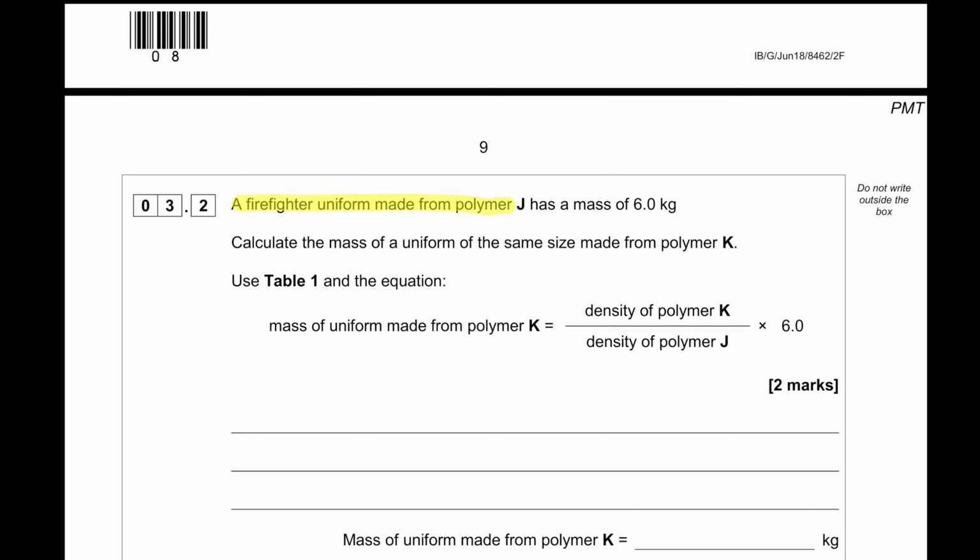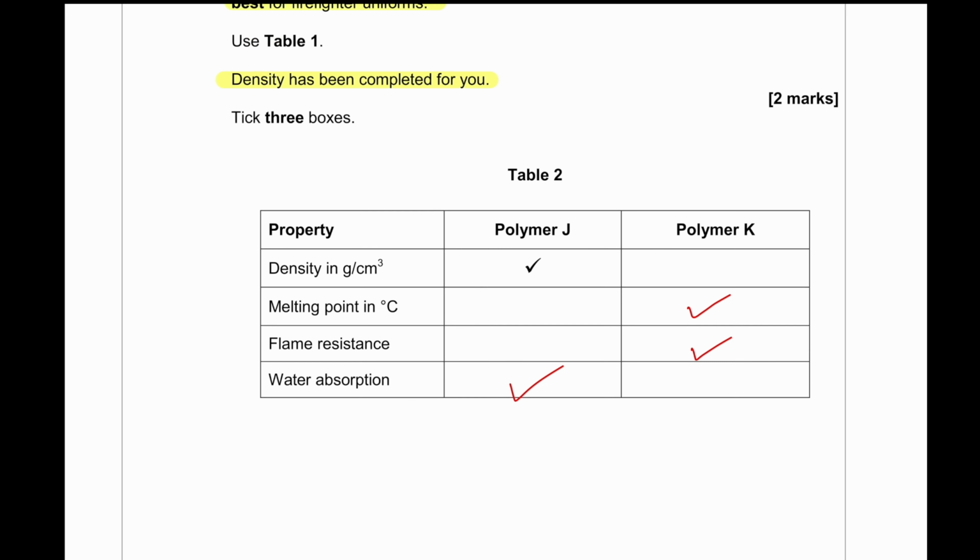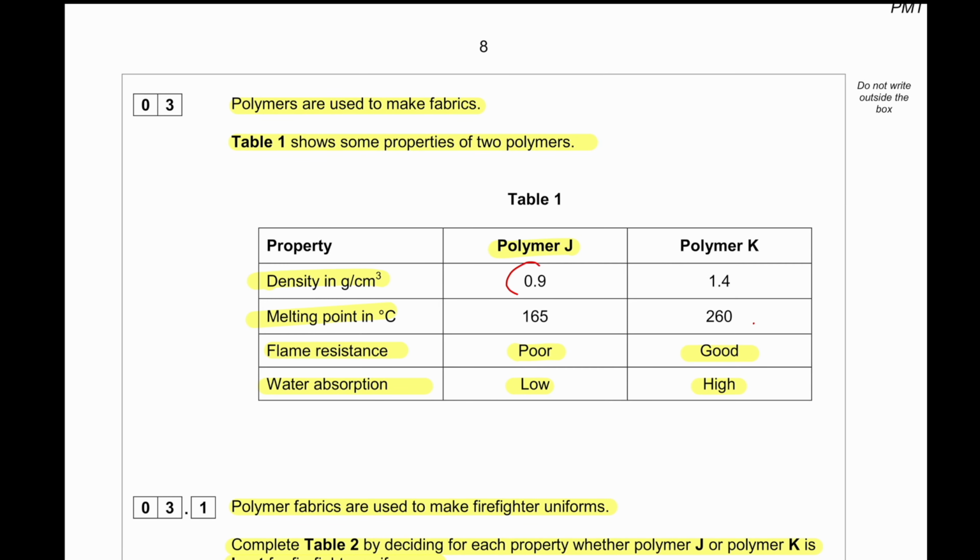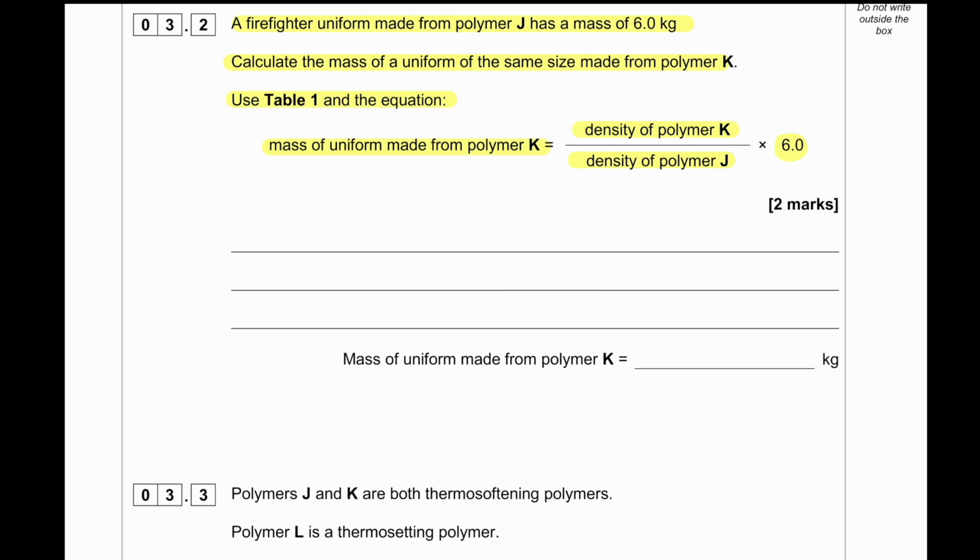A firefighter uniform made from polymer J has a mass of 6 kilograms. Calculate the mass of a uniform of the same size made from polymer K. Use table 1 and the equation. Mass of uniform made from polymer K equals density of polymer K divided by density of polymer J, times 6. Looking at the information, the density of polymer K is 1.4 and polymer J is 0.9, so it's 1.4 divided by 0.9 times 6, which equals 9.3.